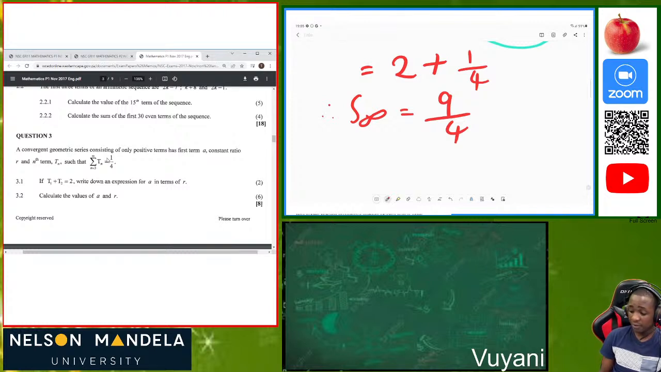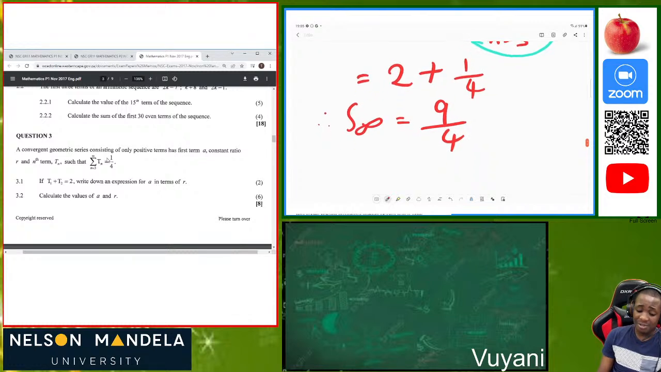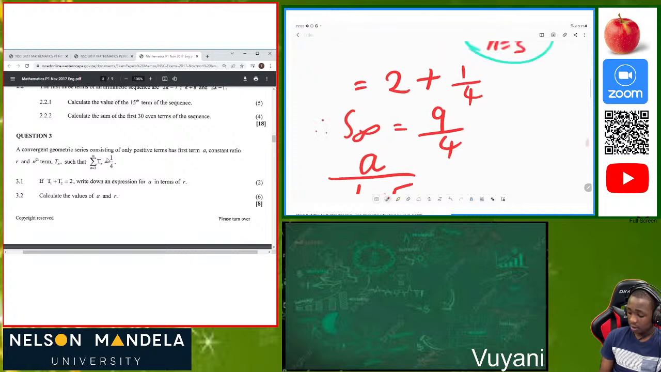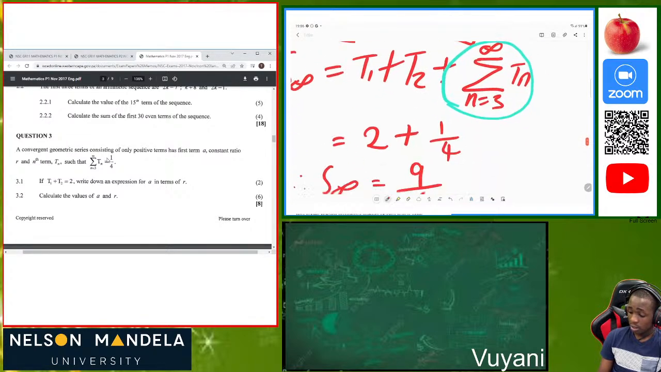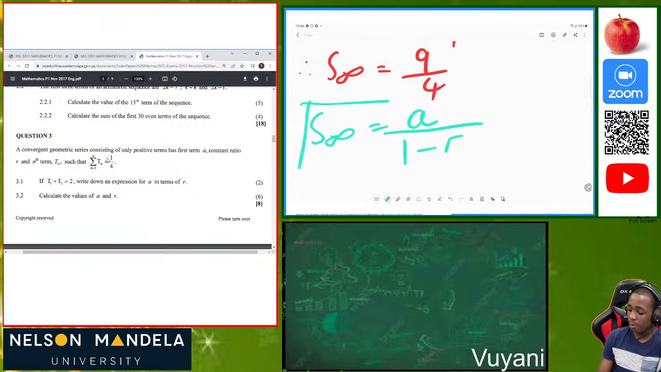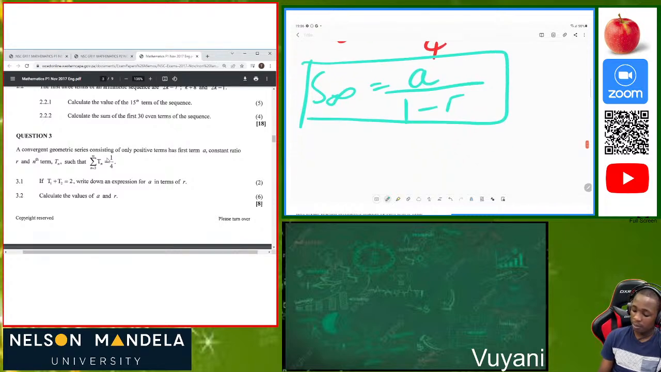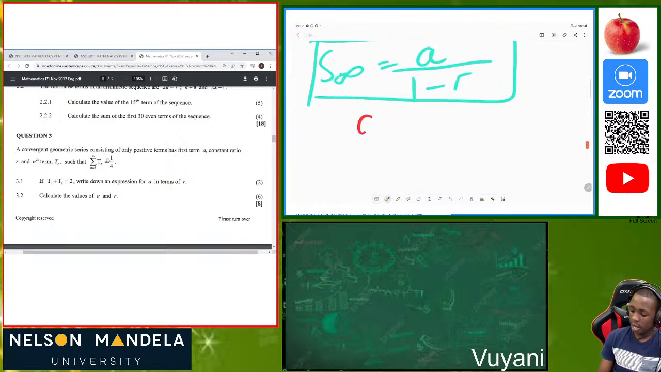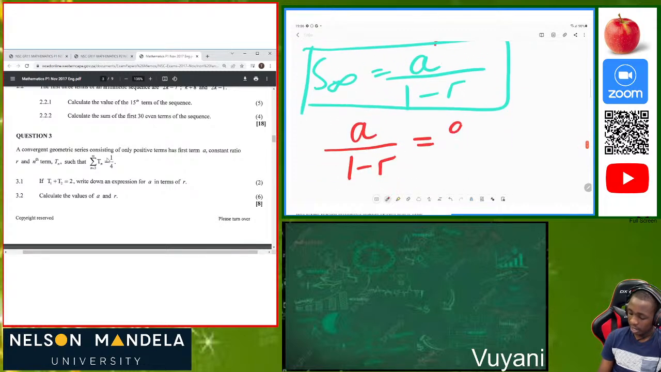Sum to infinity is equal to 9 over 4. What is our sum to infinity? We know that our sum to infinity is a over 1 minus r. We know that the formula of the sum to infinity always, as I highlighted earlier, let me just write it here so that you see it, is you calculate by saying S infinity is equal to a over 1 minus r. This is the formula to calculate the sum to infinity. So basically now we are saying that since our sum to infinity is equal to 9 over 4, we will have a over 1 minus r is equal to 9 over 4.